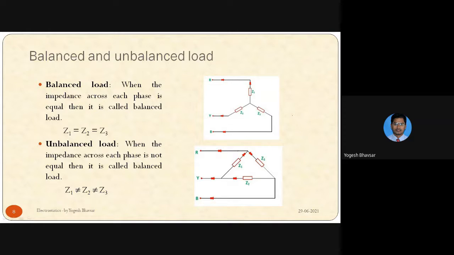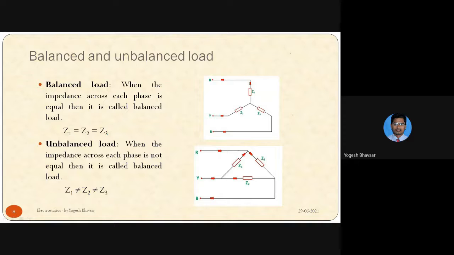So when you see any device, for example in an industry or workshop, where you are using a 3-phase induction motor, you can just see the nameplate or the specification for that motor. You'll observe that there will be either star connection or delta connection, right?